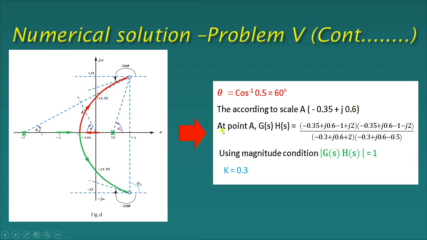Then put the value of s into G(s)H(s). Then taking the magnitude condition, that means mod of this equals 1. Then find k. So k equals 0.3.